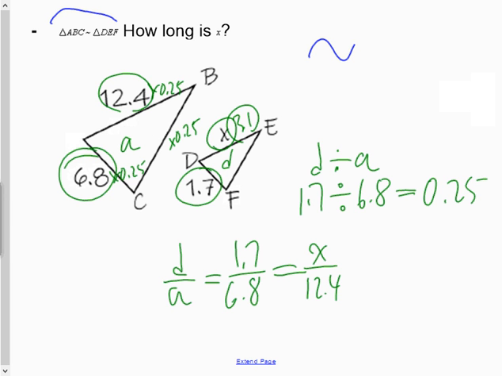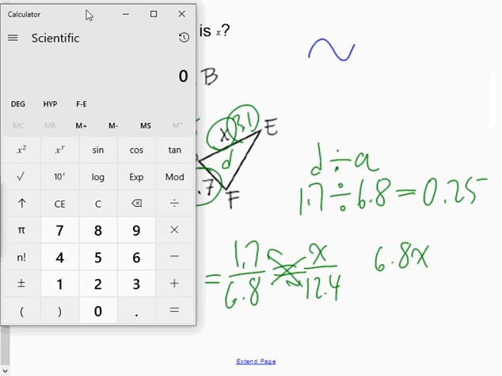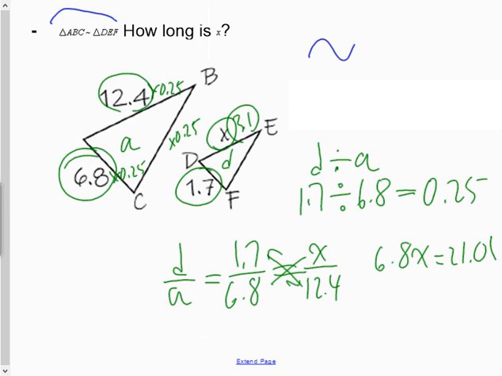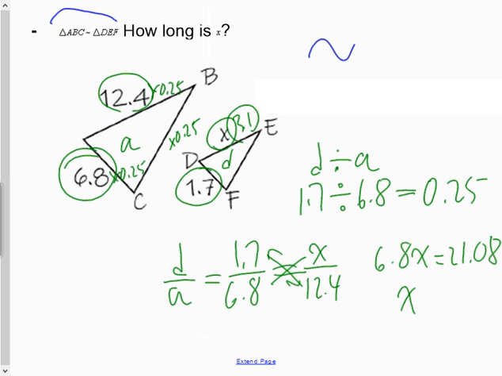Here we would multiply across this way to get 6.8x. Here we'd multiply across here to get 12.4 multiplied by 1.7, which is 21.8. And finally, we take that 21.8, isolate the variable by dividing by the coefficient, and we get 3.1. So x equals 3.1, which is the same answer I got using scale factor.